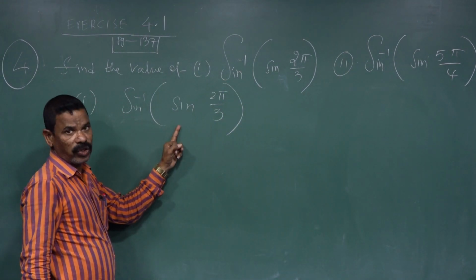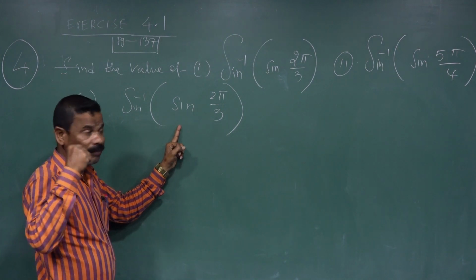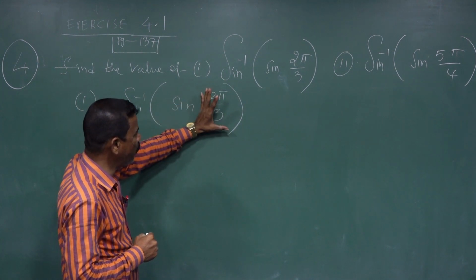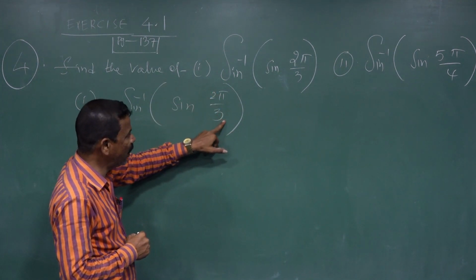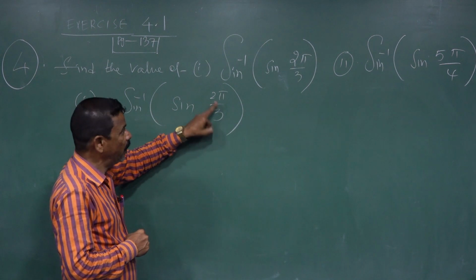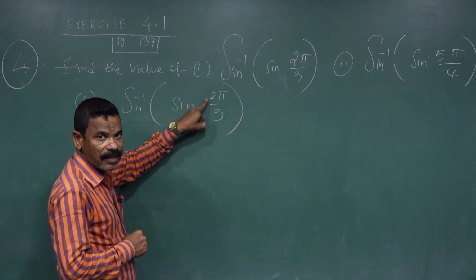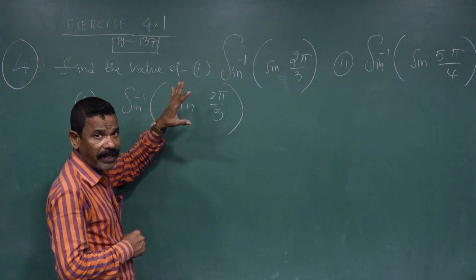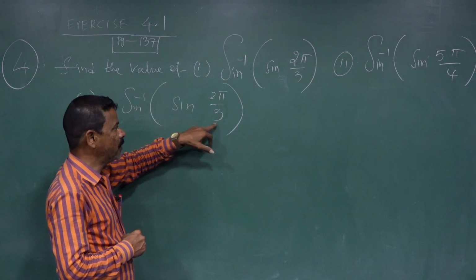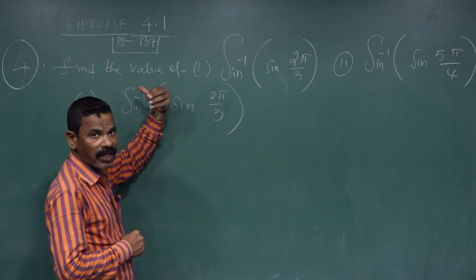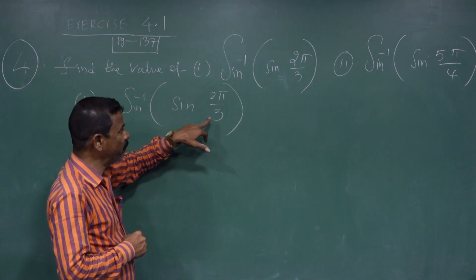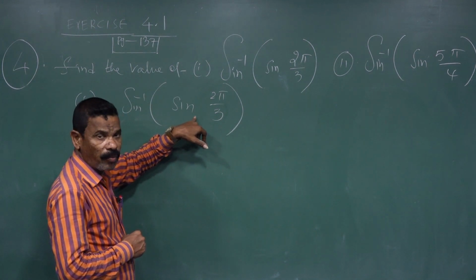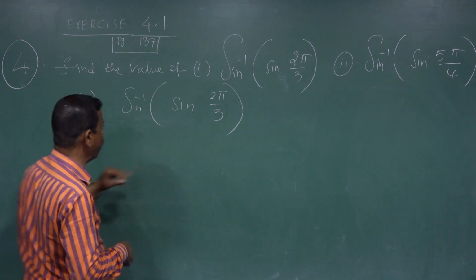Sin inverse of sin actually cancels. When does it cancel? We think about 2π by 3. How much is this value? π by 3 is 60 degrees, into 2, 120 degrees. But the sin inverse function domain is from minus 90 to plus 90. This is above 90, so it is not cancelled. That's why this 2π by 3 is restricted, the domain is restricted here.